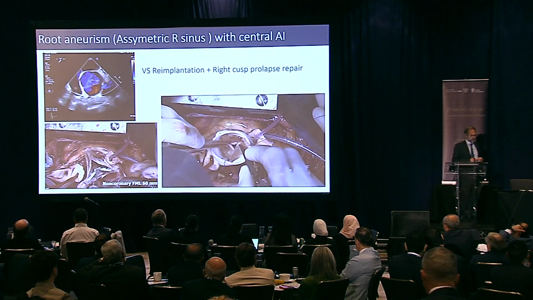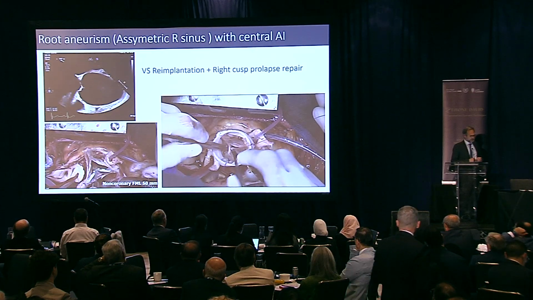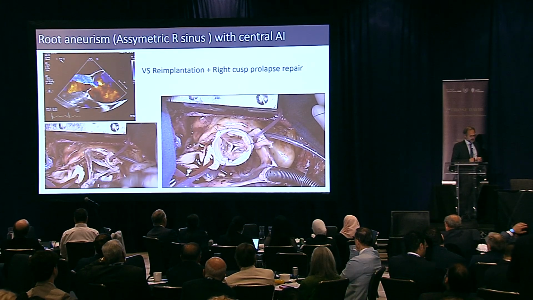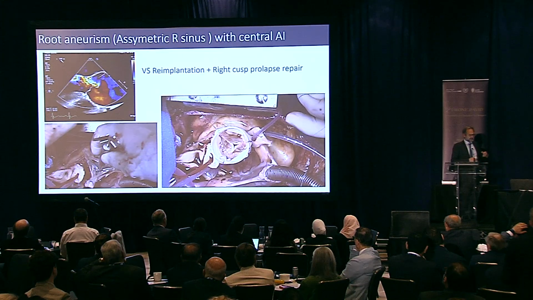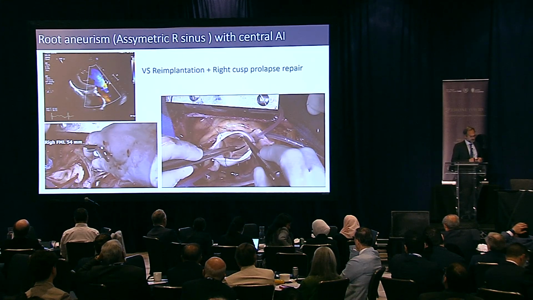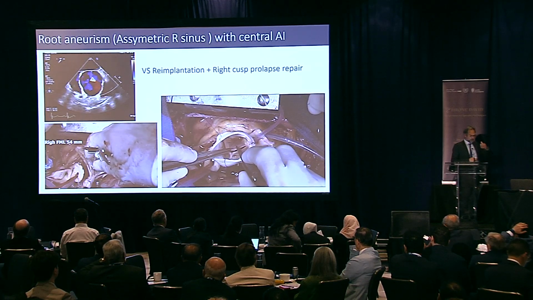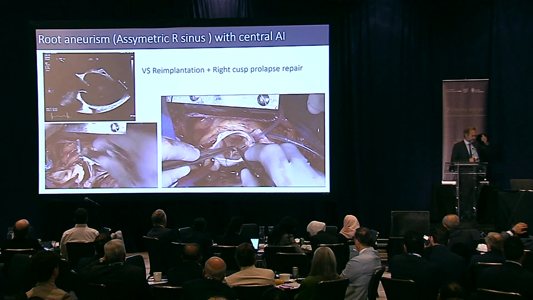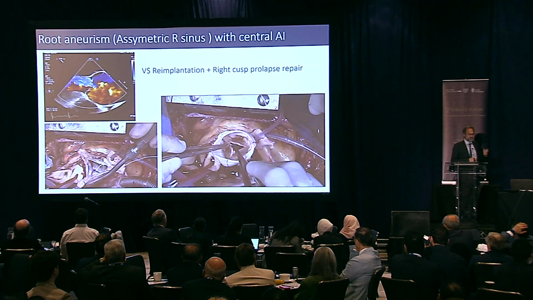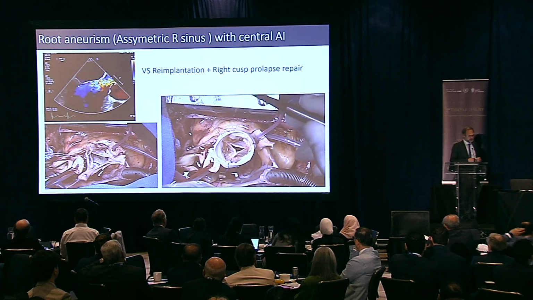So in the same way as in the isolated AI, we plicate the cusp by taking the 2 others as a reference, comparing free margin to free margin. And this allows you to identify exactly the zone, the length to be excluded.